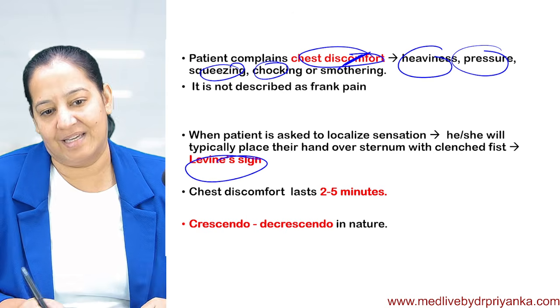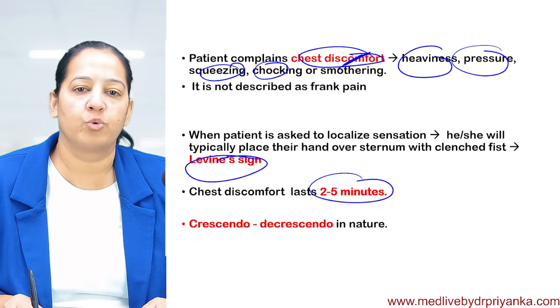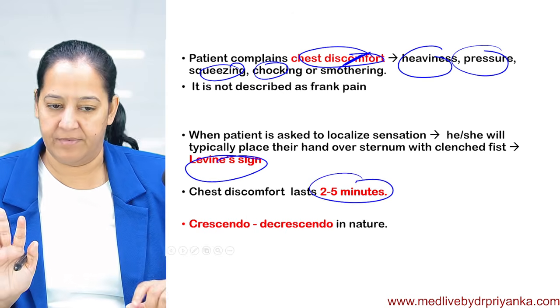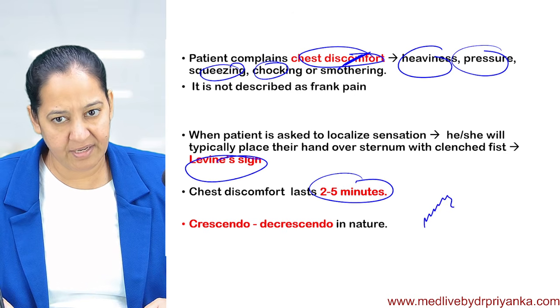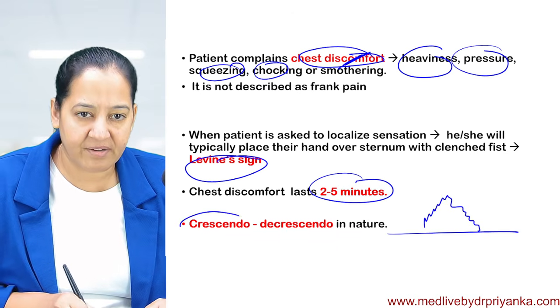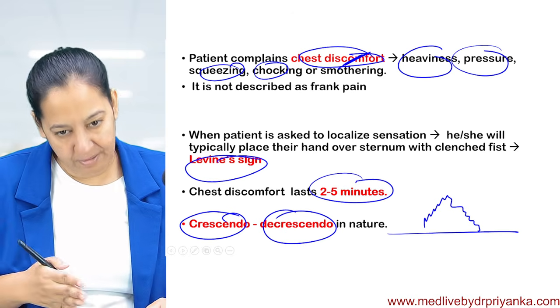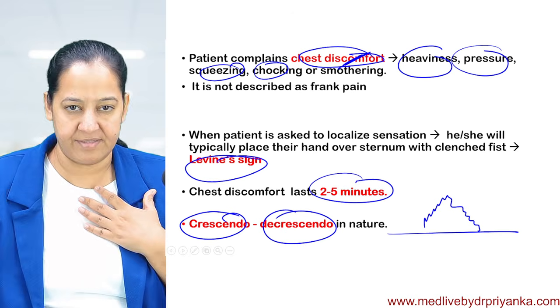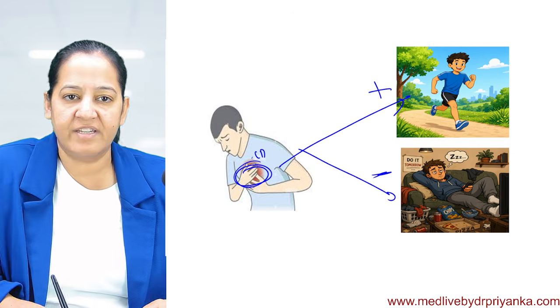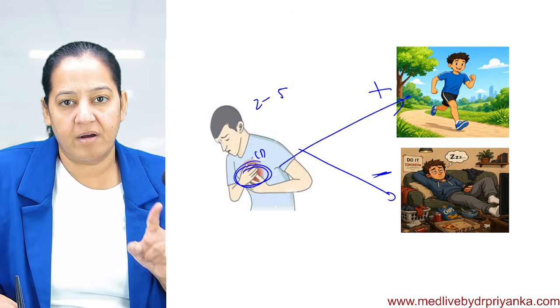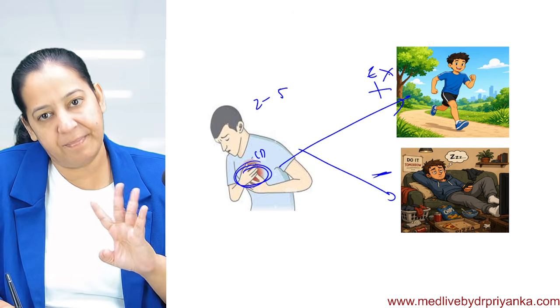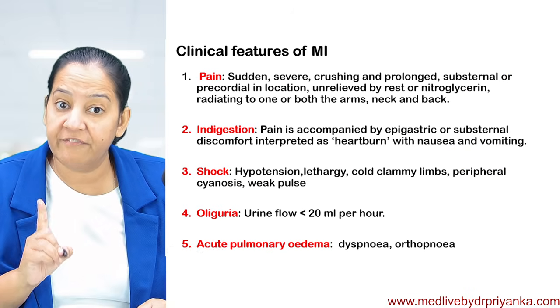It is known as Levine sign. The pain will last only for 2 to 5 minutes. Once the person rests, it will disappear. First it will increase in intensity, then it will decrease in intensity. It is known as crescendo decrescendo pattern. The pain increases in intensity, then falls in intensity. It is just for 2 to 5 minutes, and after that, the pain disappears. Pain occurs on exertion. Pain disappears on rest. That is a typical feature of angina.